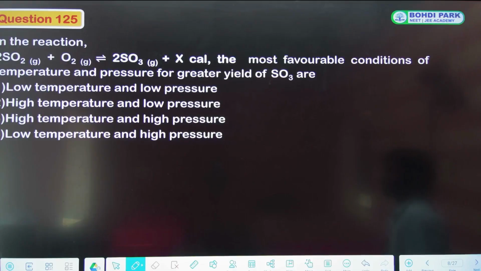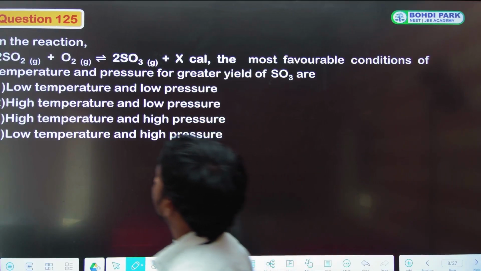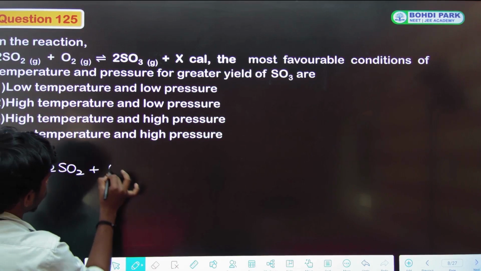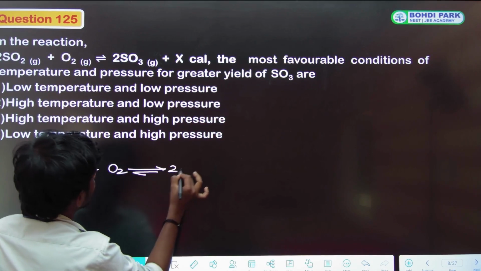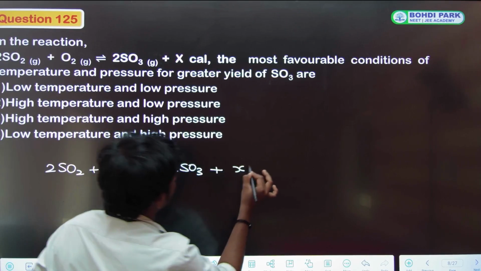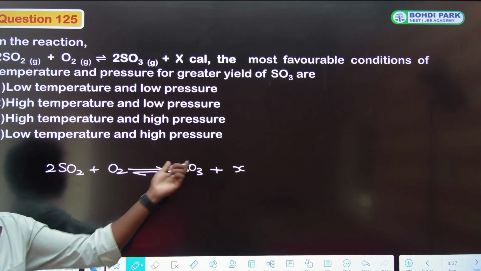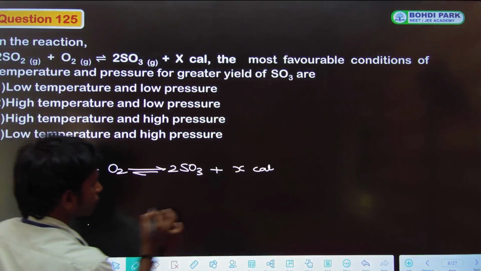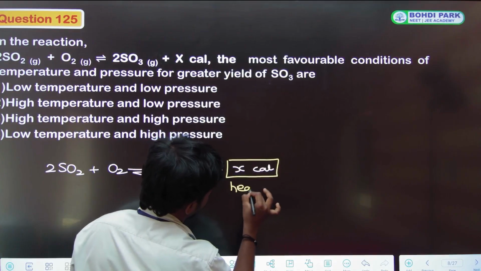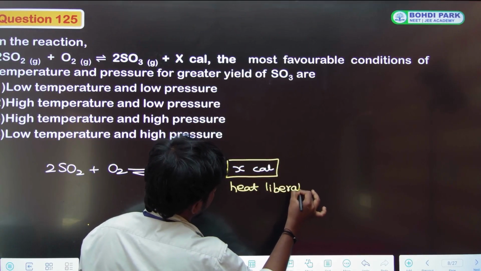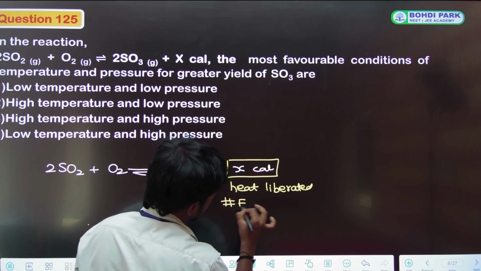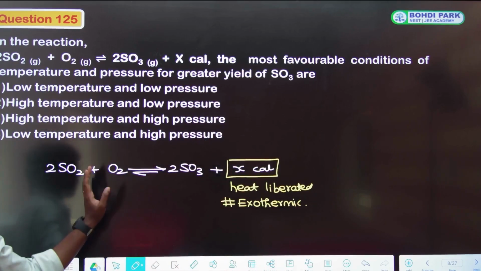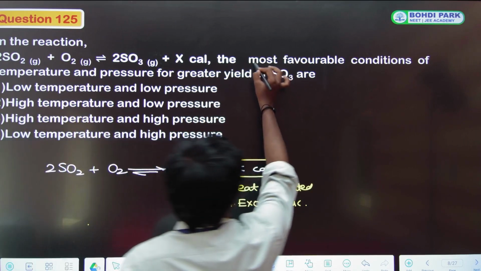Then, if in the reaction 2 sulfur dioxide plus oxygen is in equilibrium with 2 SO3 plus x. Okay, என்ன நடக்குது? Reactant product மாறும்போது x calories of heat is liberated. Heat liberated is என்ன மாதிரியான reaction? It is an exothermic reaction. Okay, இப்போ இந்த reaction-க்கு most favorable condition கேக்குறாங்க.